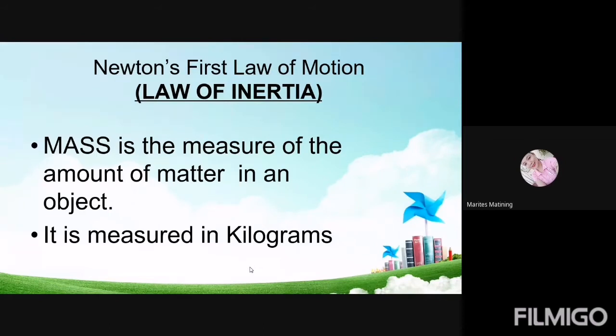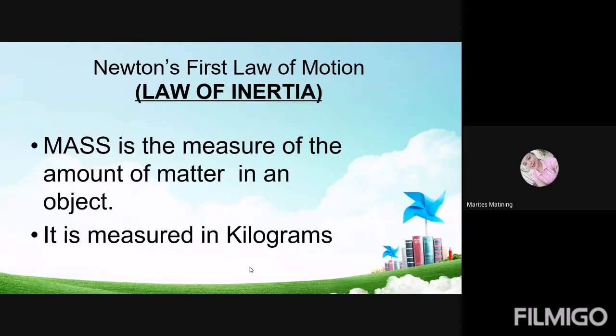Our weight is the product of mass multiplied by the gravity, or acceleration due to gravity. So if we are 40 kilograms here on Earth, when we get to the moon, our mass is still 40 kilograms. It is constant. But what changes? The acceleration due to gravity of the Earth is 9.8, which we can round off to 10. So 40 times 10, our weight here on Earth is more or less 400 Newtons. But on the moon, we are no longer 400 Newtons.